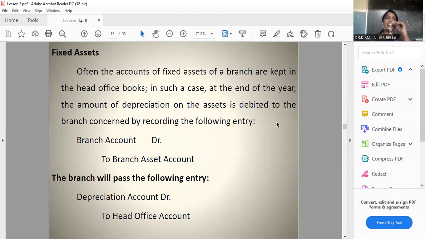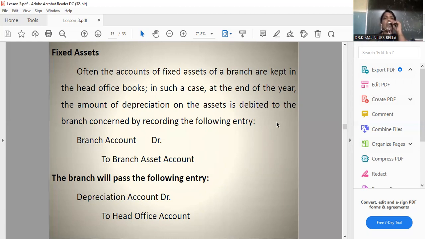Next, we can see the fixed asset. You know very well about this fixed asset, right? But anyway, I have given a brief introduction about fixed assets. Often, the accounts of fixed assets of a branch are kept in the head office books. In such a case, at the end of the year, the amount of depreciation on the assets is debited to the branch concerned by recording the following entry.